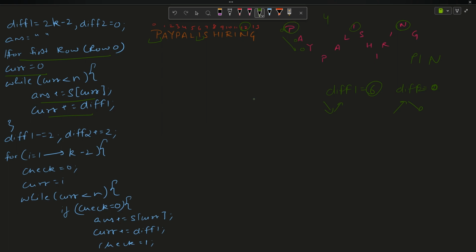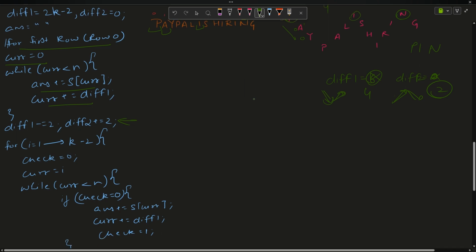Before moving on to the second row, I will encounter this line, which is decrementing my difference 1, because of the AP we discussed, so that it becomes 4, and incrementing my upwards operator, that is this difference, so it becomes 2. Now when it becomes 2, I will have to start with this index number. You can see this is my index number 1. So I have assigned for i equals 1 to k minus 2, that is from this row up till this row, because the last row I will deal with separately.